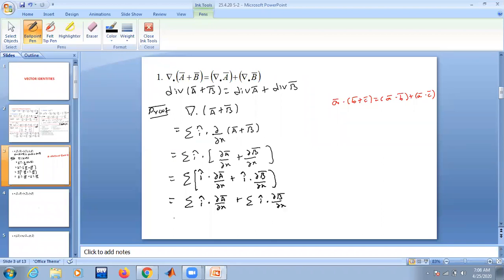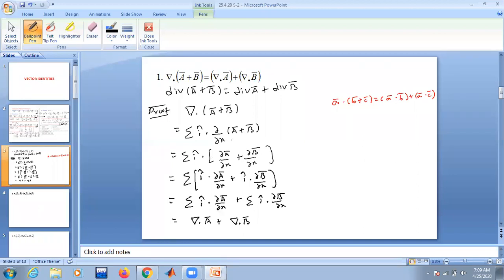Can you identify this formula? What is sigma i dot dou a bar by dou x? Can you answer? Div a bar. Plus sigma i dot dou b bar by dou x is div b bar. Is that okay? So divergence of a bar plus b bar is divergence of a bar plus divergence of b bar. Is that okay? Shall I proceed to the next identity?